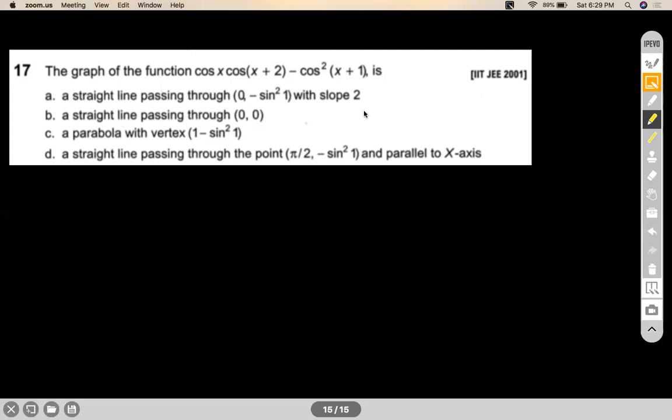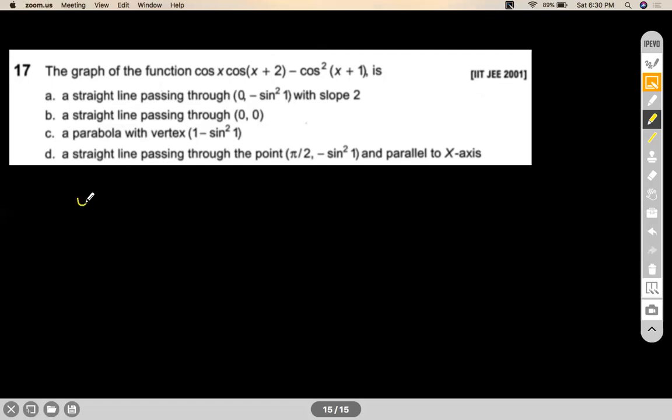Okay, 5, 4, 3, 2, 1. Please vote, everybody. Okay. Most of you have gone for option A and D. Option A and D. Okay. So let me discuss that.